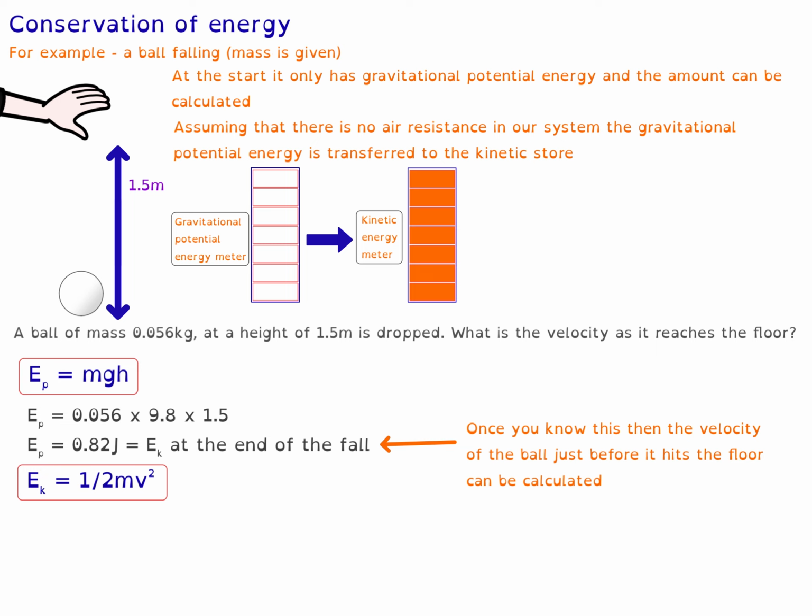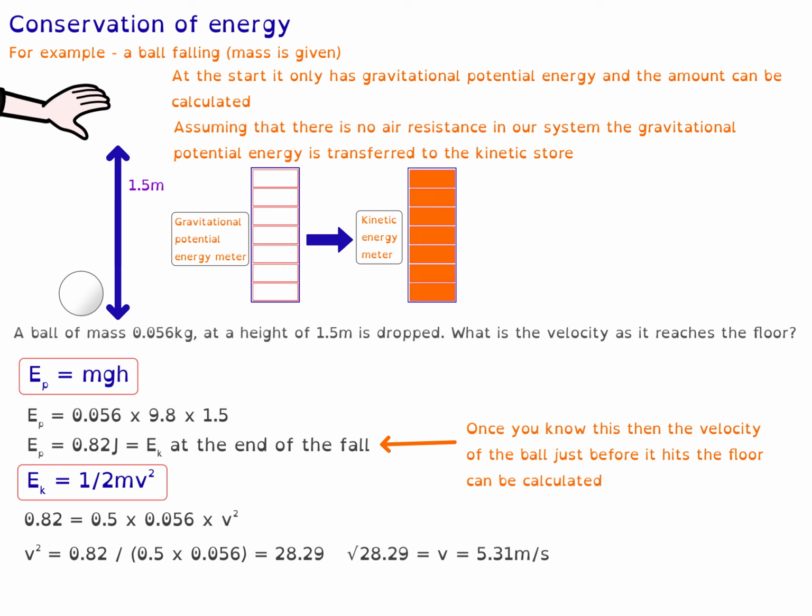Substituting in our numbers, that gives us 0.82 equals 0.5 multiplied by 0.056 multiplied by v squared. Rearranging that for v squared gives us 0.82 divided by bracket 0.5 times 0.056, close bracket, and that gives us 28.29. This is not our final answer, this is v squared. We now need to get the square root of that to get v. So the square root of 28.29 gives us v, which is 5.31 metres per second.